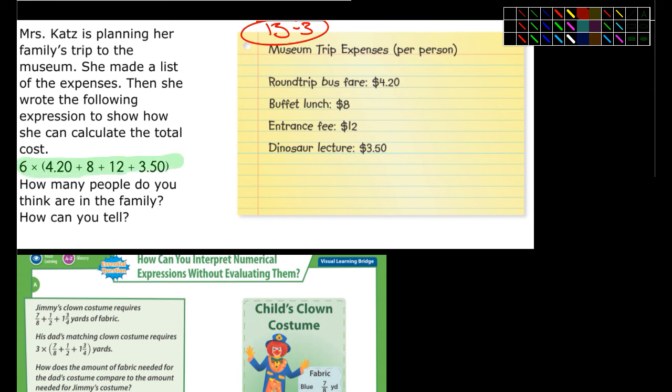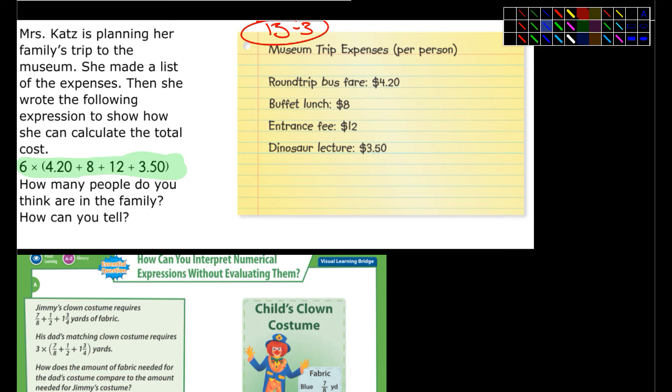It's 6 times, and then in parentheses, 4.20 plus 8 plus 12 plus 3.50. It says, how many people do you think are in the family, and how can you tell? Well, I think most of you probably recognize how many people are in the family, but if not, let's walk through this just for a moment.